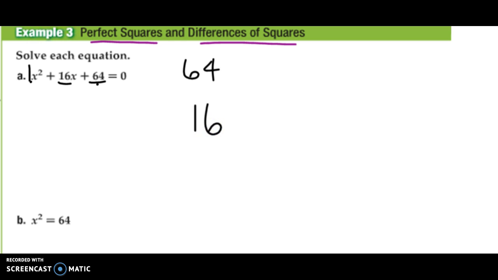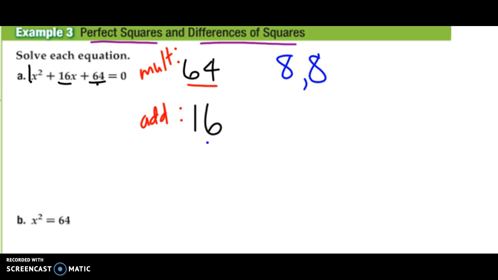And so what I need to think of are what are 2 numbers that multiply to 64 and add to 16. So I can think of all the factors of 64. 1 and 64, those don't add up to 16. 2 and 32, those don't add up to 16. 4 and 16, they don't add up to 16. But I do know which ones do, and that would be 8 and 8, right? 8 plus 8, 16. 8 times 8, 64.